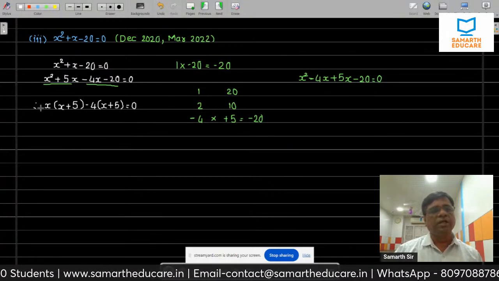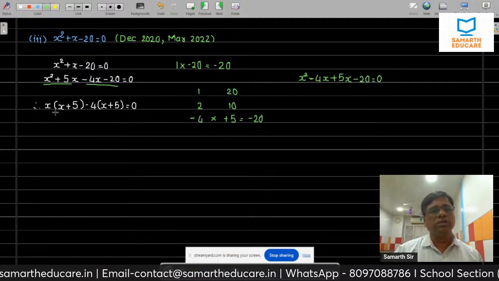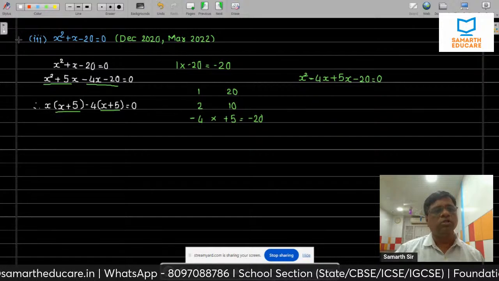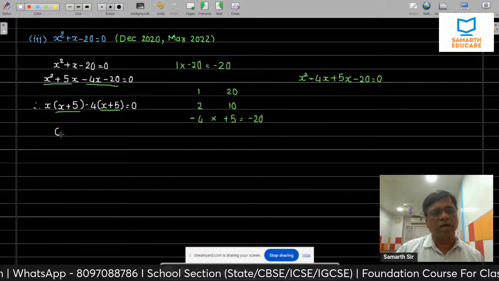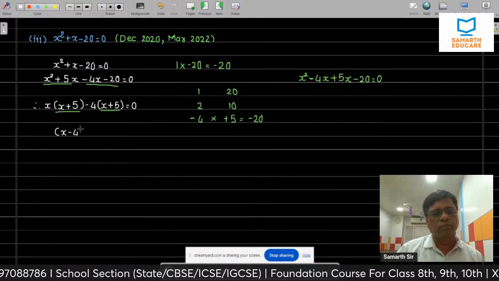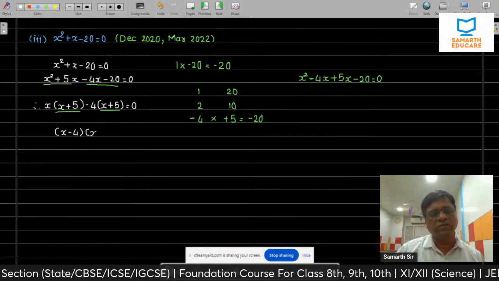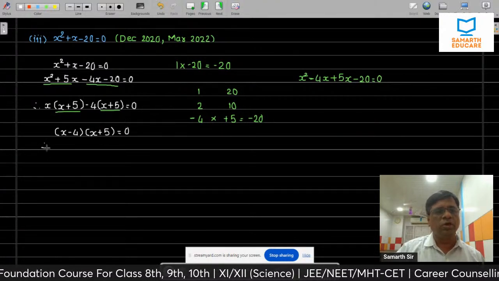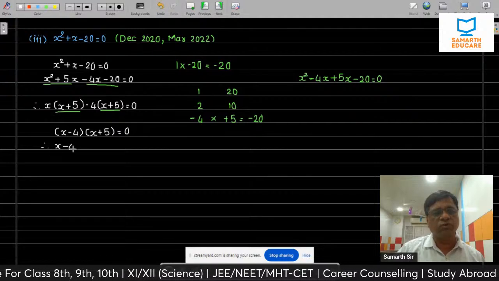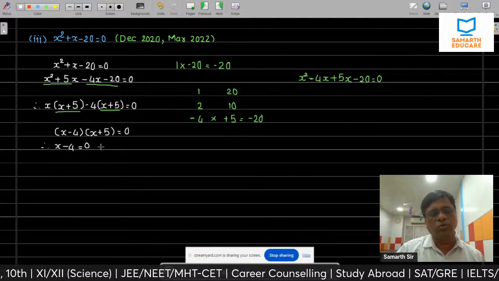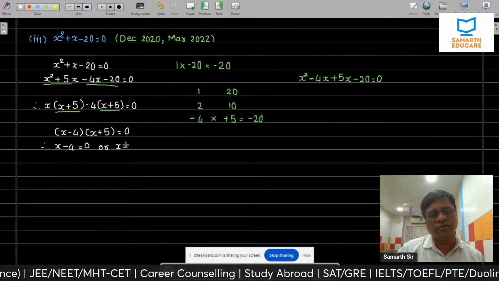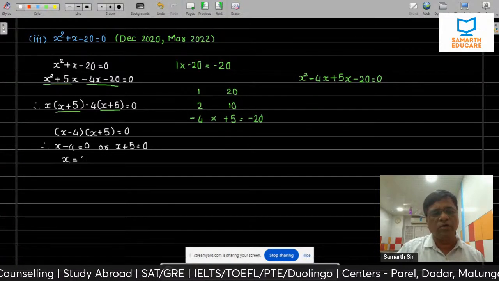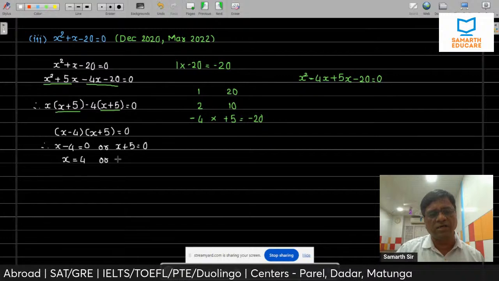Okay, now that means here you can see this is common. x plus 5 is common. Now this will be x minus 4 into x plus 5 is equal to 0. The meaning of this is x minus 4 is equal to 0 or x plus 5 is equal to 0. That means x का वैल्यू अगर 4 आएगा या फिर x का वैल्यू क्या आएगा?